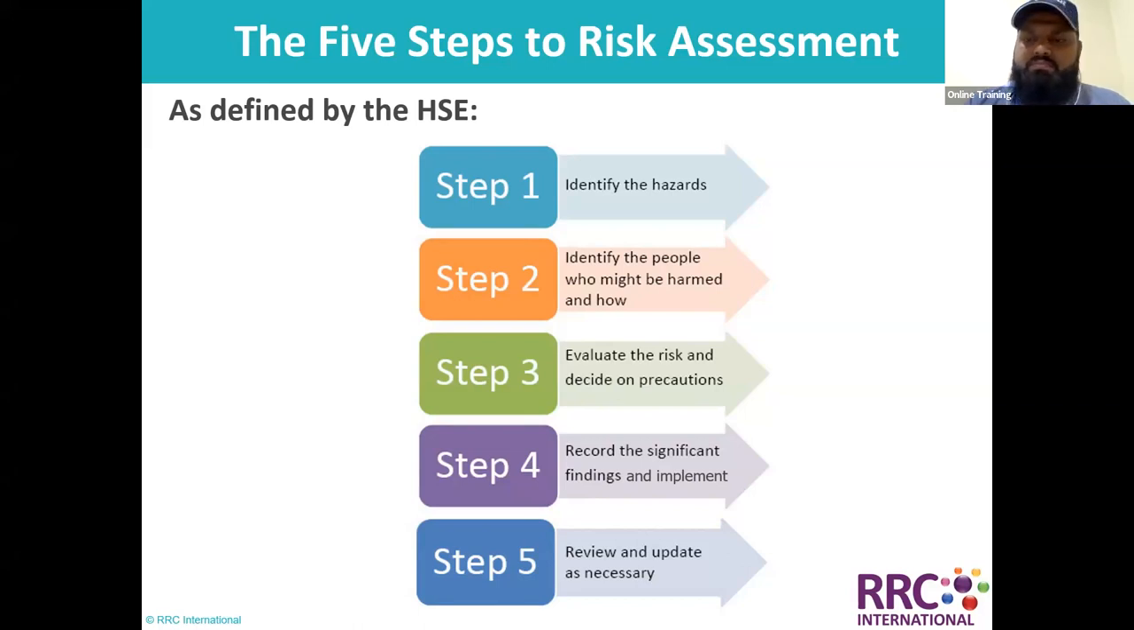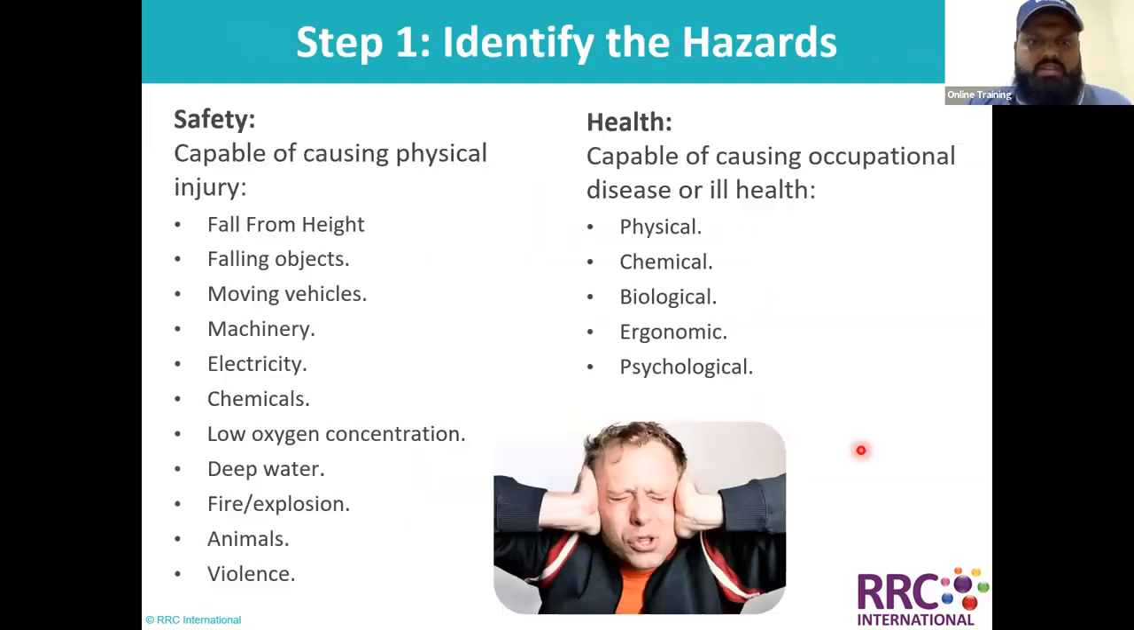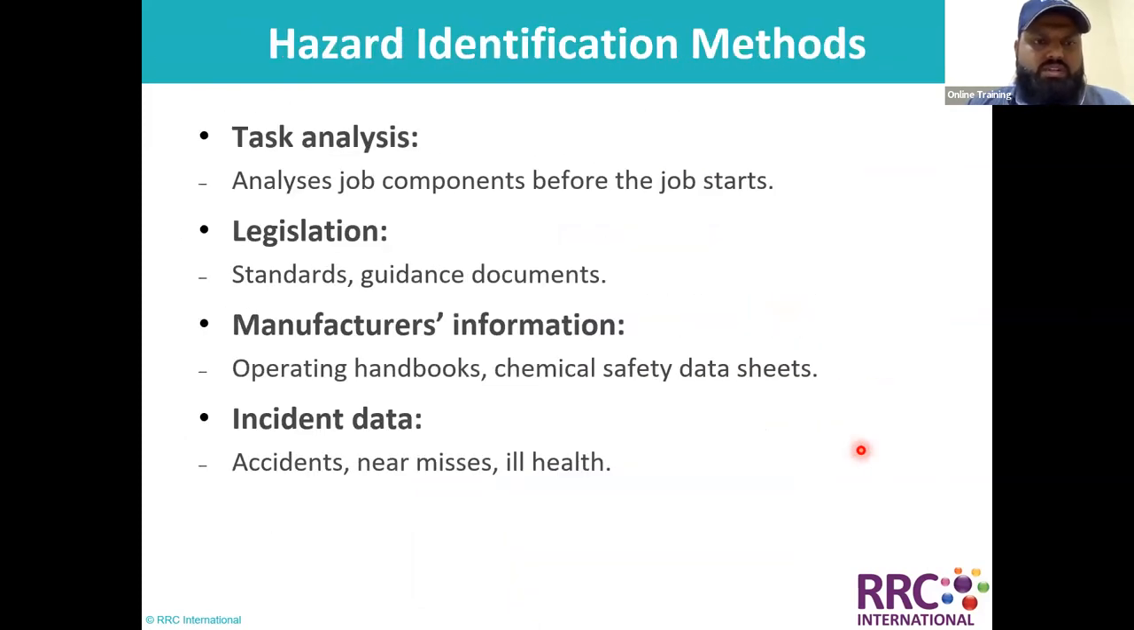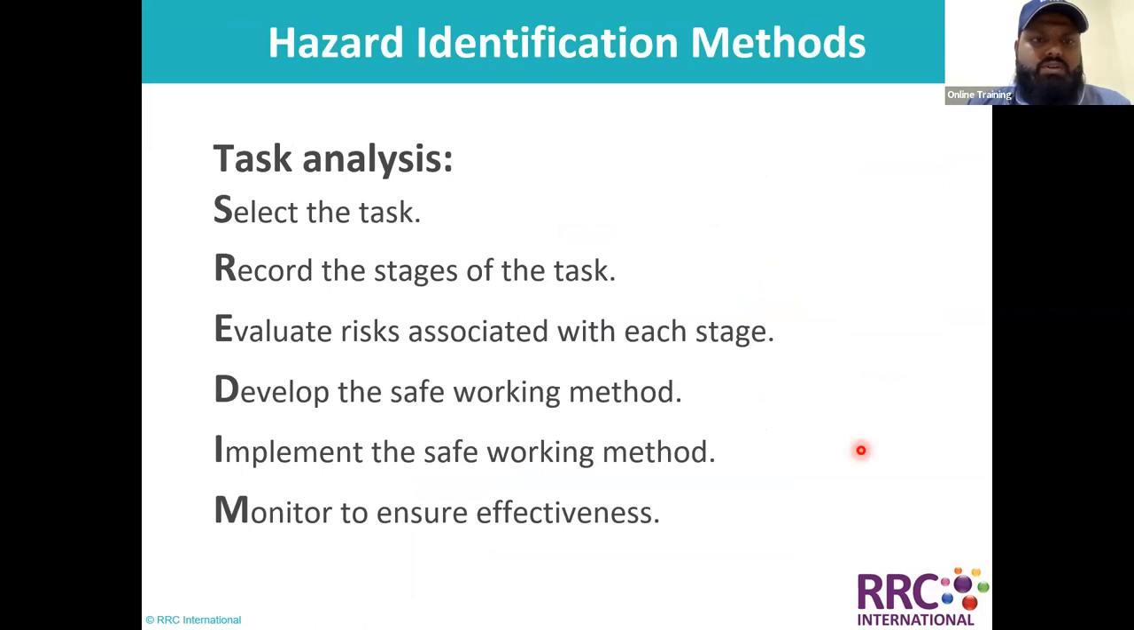And after that, you can have different sources of information from where you can get information regarding the hazards. And we also use the Sridham technique to identify the hazard. And after that, we go to identify the people who might be harmed. By the way, I should be proceeding, keeping all these five steps in mind. Here we identified the hazard using internal and external sources and different identification methods. Sridham was one of them.